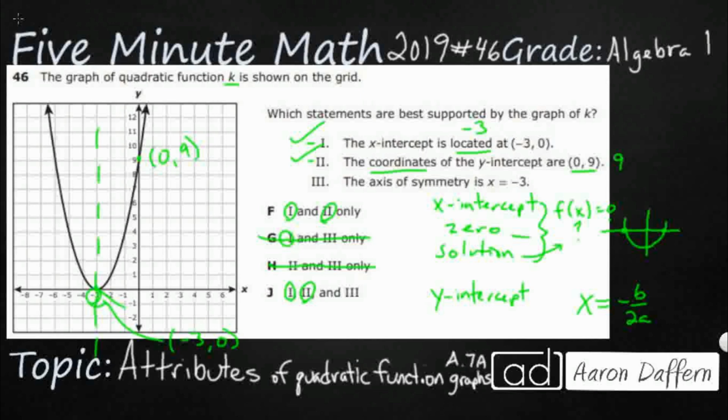And it always does use this notation here: x equals, and then what's the x value? And if you notice, the x value is going to be always the same x value of your vertex, so -3. So 3 is good, which means my answer is J.